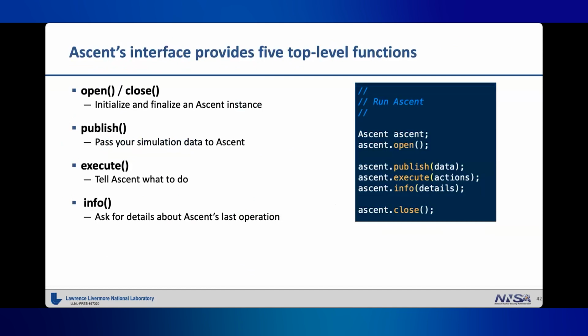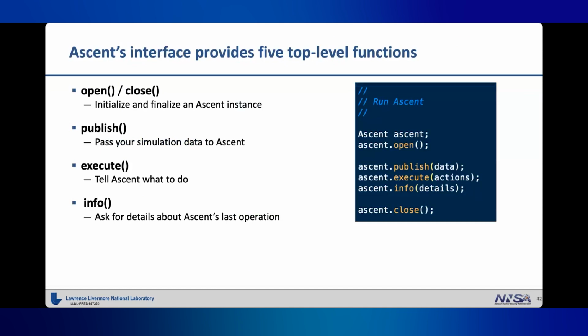Basically, to get us started, Ascent has 5 top-level functions that we use. So open and close are initializing and finalizing. For example, if you're running with an MPI case, open would be where you provide the MPI communicator, and close tells Ascent to clean up some things.